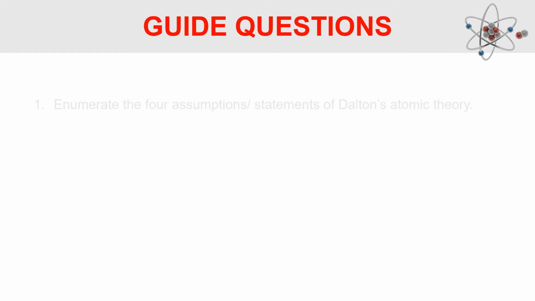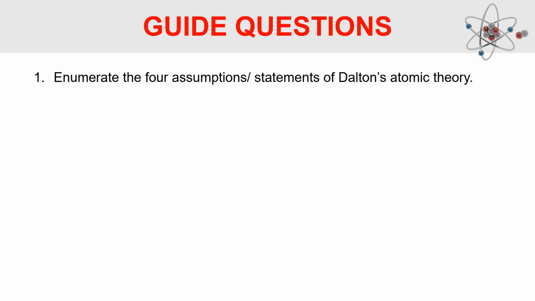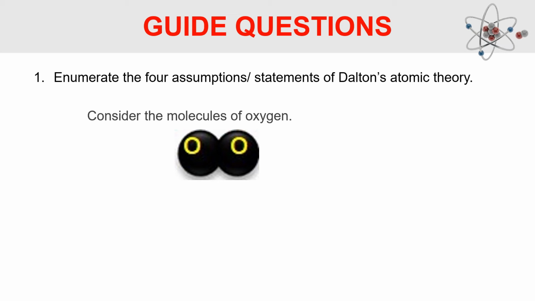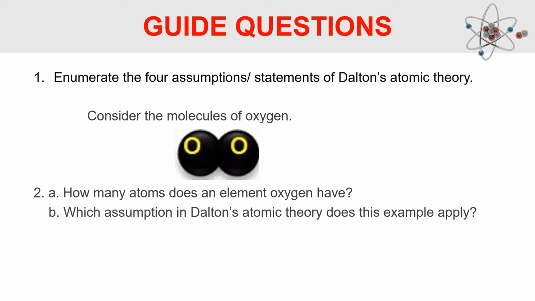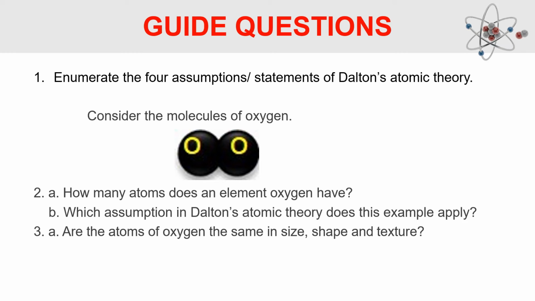Guide questions. Number 1. Enumerate the 4 assumptions, statements of Dalton's atomic theory. Consider the molecules of oxygen. 2a. How many atoms does an element oxygen have? B. Which assumption in Dalton's atomic theory does this example apply? 3a. Are the atoms of oxygen the same in size, shape, and texture? B. Why do you say so?